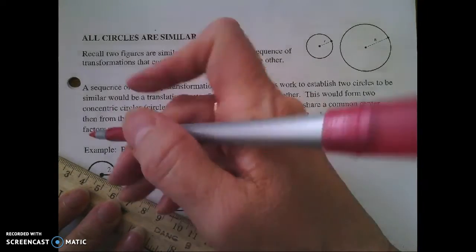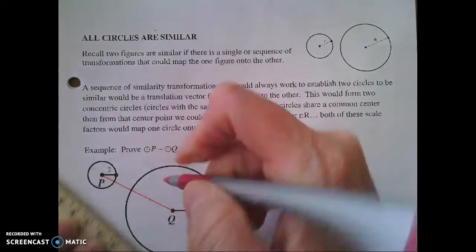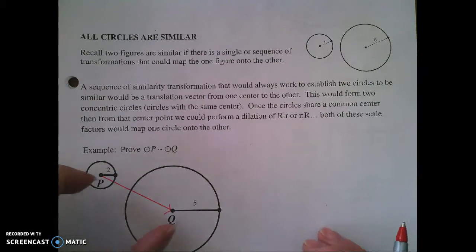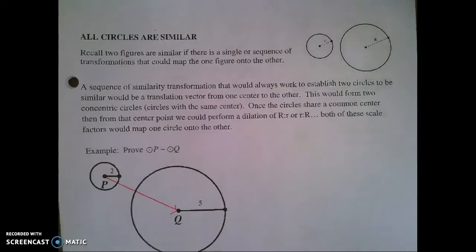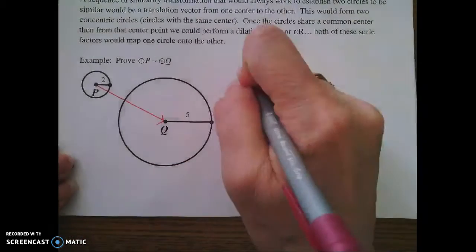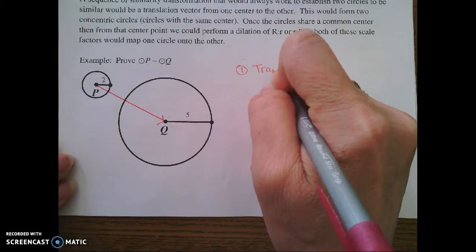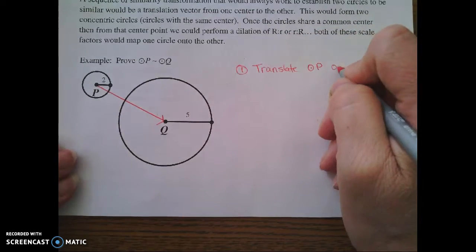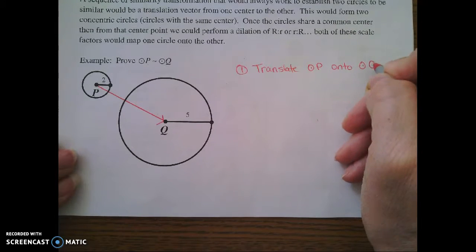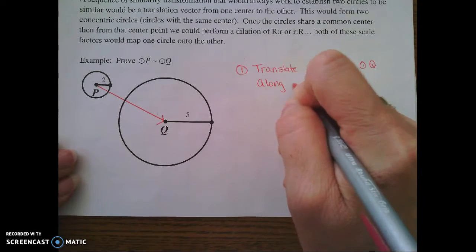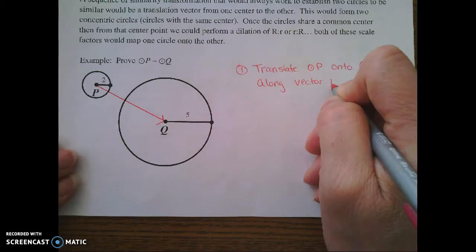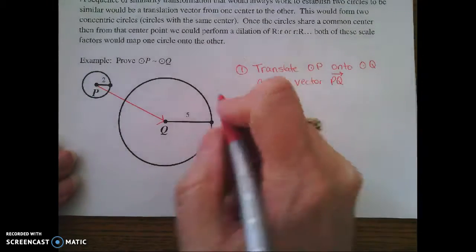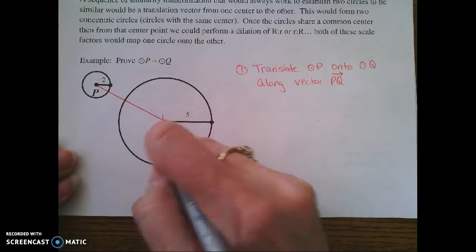I am going to connect the 2 centers, and I'm going to put an arrow. That is a vector. It gives you a specific length and a direction. All right, so let's describe what we're doing. First thing, we are going to translate circle P onto circle Q along vector PQ. All right? So then you're going to have the smaller circle inside.